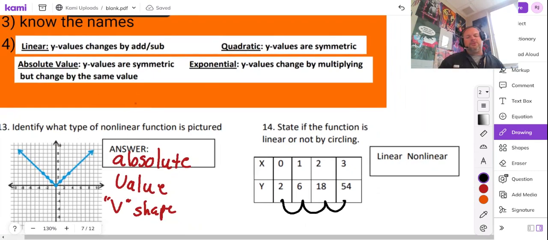These are changing by multiplying by 3. Which one with the y values changed by multiplying by 3? No, we don't even have to name it. This is non-linear. Linear is the only one that changes by add or subtract. If it doesn't change by add or subtract, it's non-linear. So you could write that: if the y values don't change by add or subtract, it's non-linear.